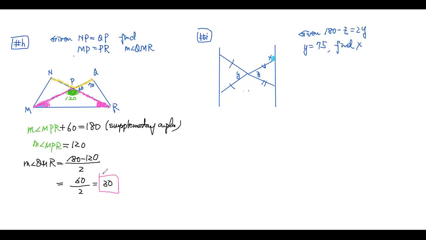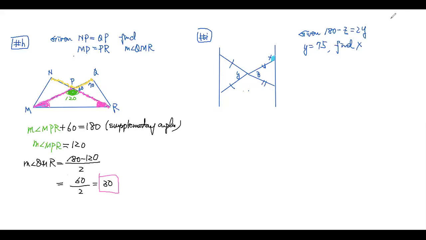So it's pretty straightforward. That's why the test uses the isosceles triangle here. And sometimes for the SAT, they're going to throw in some extra information, like here, NP equal to QP. They try to confuse you with that. But after you do it step by step, you find it.